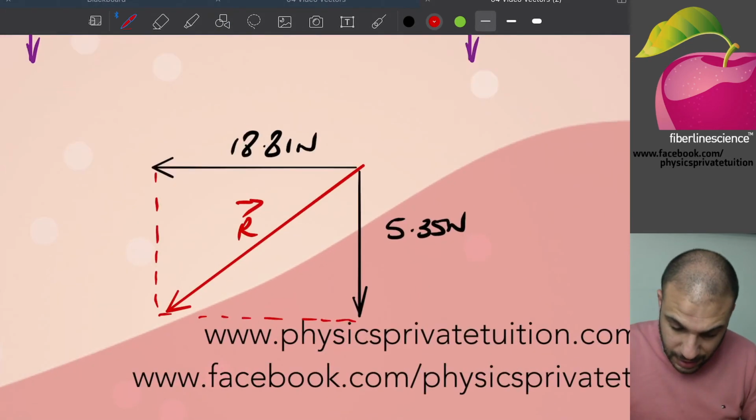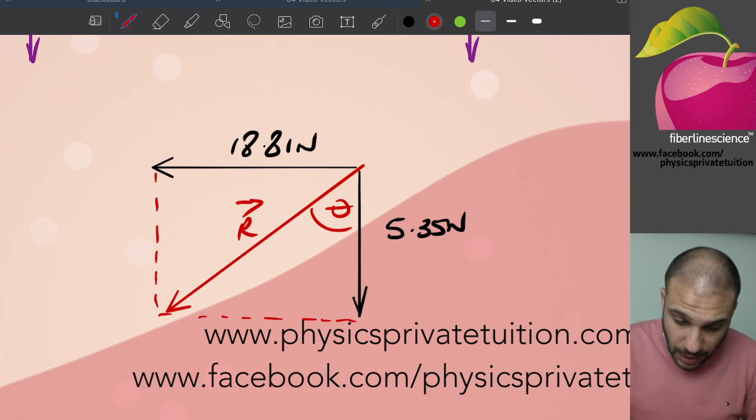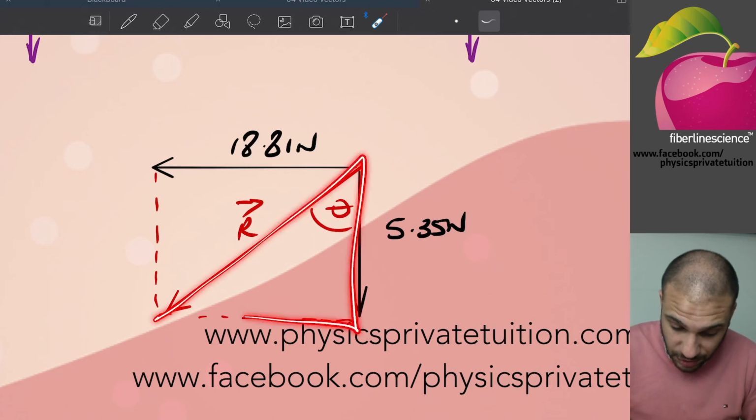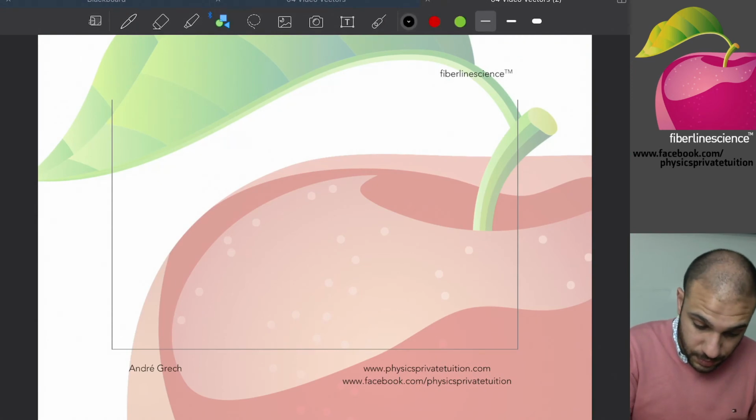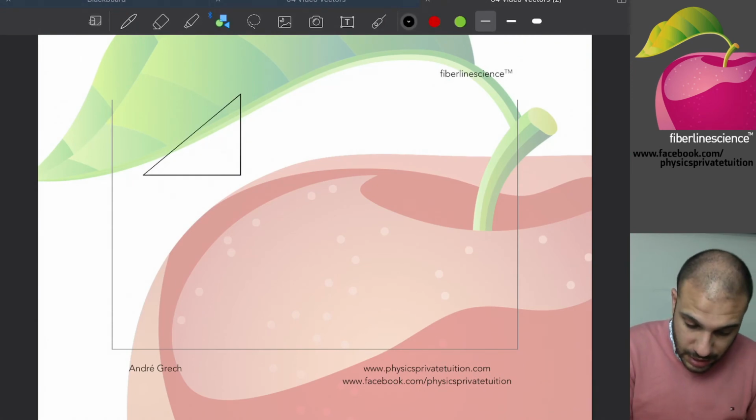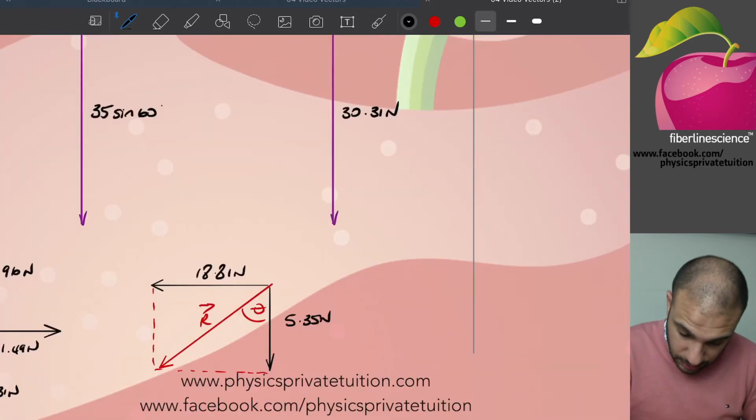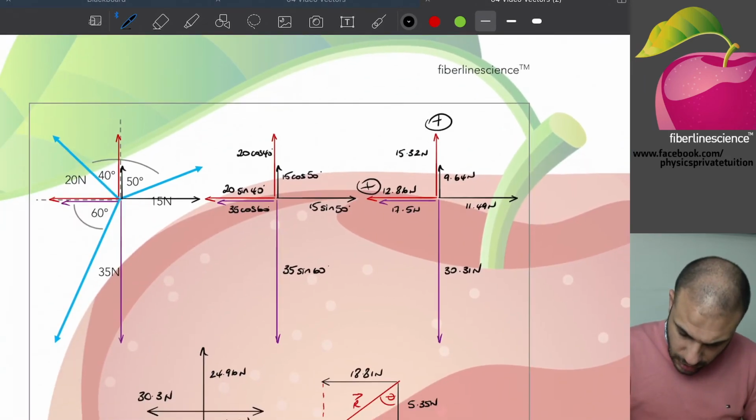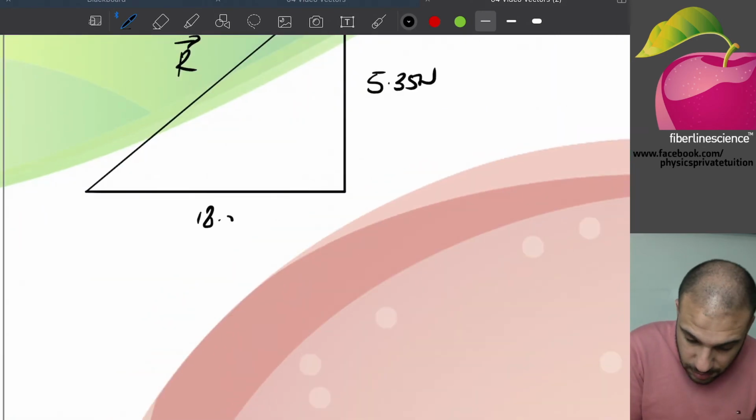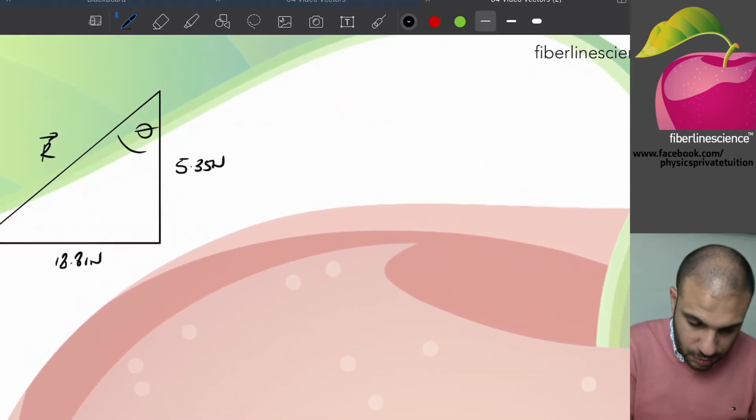Now, we need to decide the angle. We'll use the vertical for a change in this case, so you can see it makes no difference. We need to find the hypotenuse in this case, so let's take this triangle. I'll sketch a triangle on the next page, with R as the hypotenuse, the vertical one being 5.35, and the horizontal 18.81. It is not drawn to scale; these are just sketches, so don't worry about that. We will work Pythagoras' theorem first.